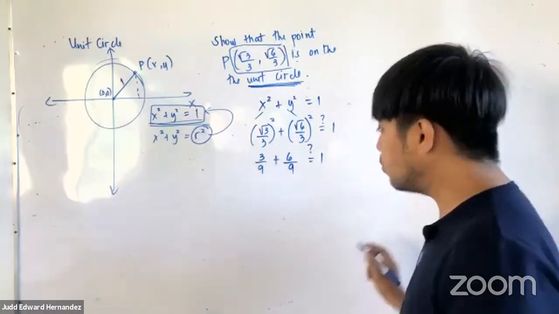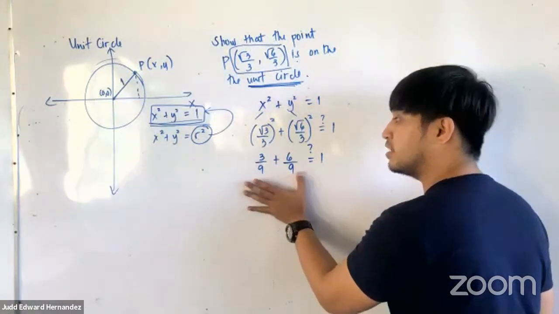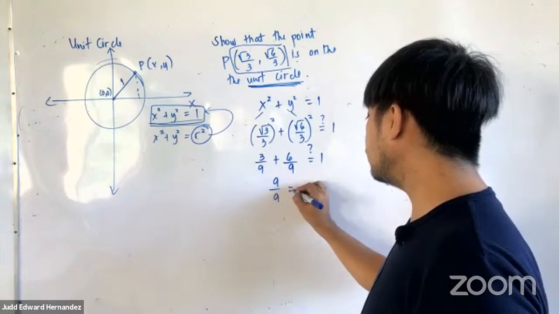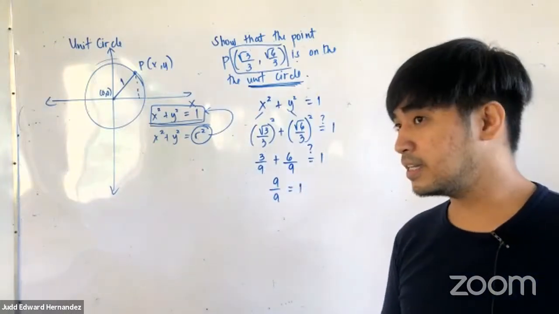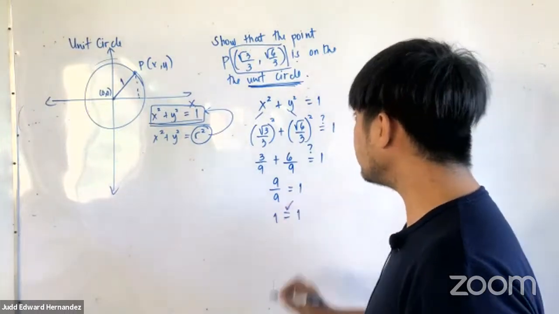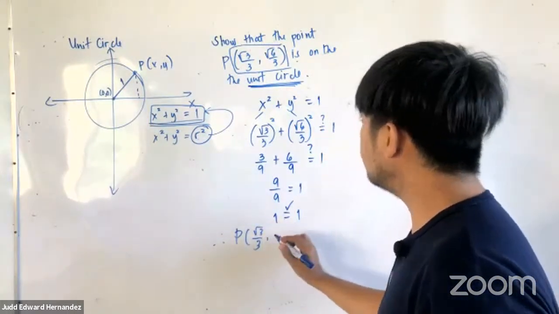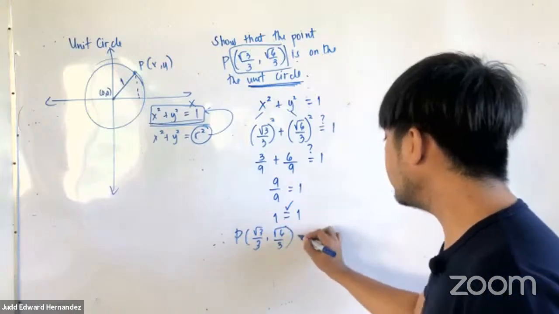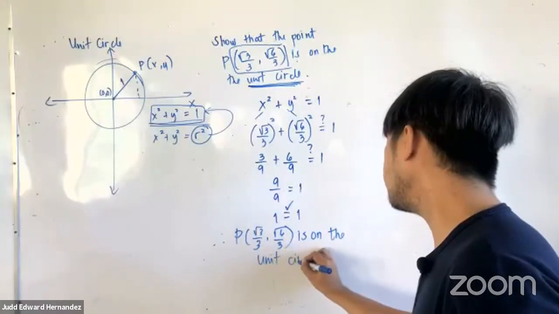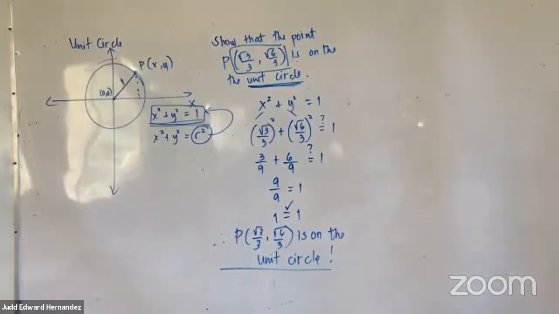3 over 9 plus 6 over 9, they have the same denominator. Therefore, ang gagawin lang natin is to add its numerator. 3 plus 6 is 9. Therefore, is 9 over 9 equal to 1? Opo. Yes, therefore 1 is equal to 1, and we could say that point square root of 3 over 3, square root of 6 over 3 is on the unit circle. Maliwanag po ba? Opo. Okay.